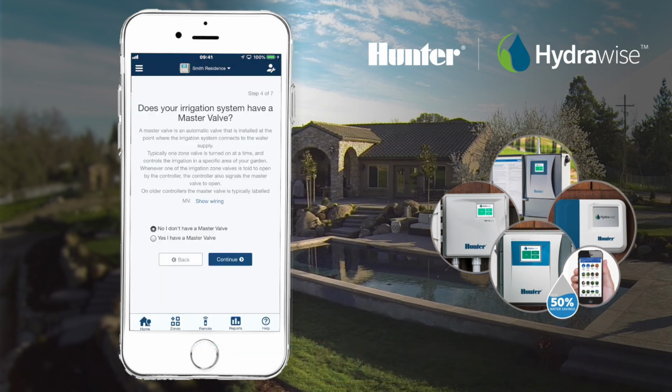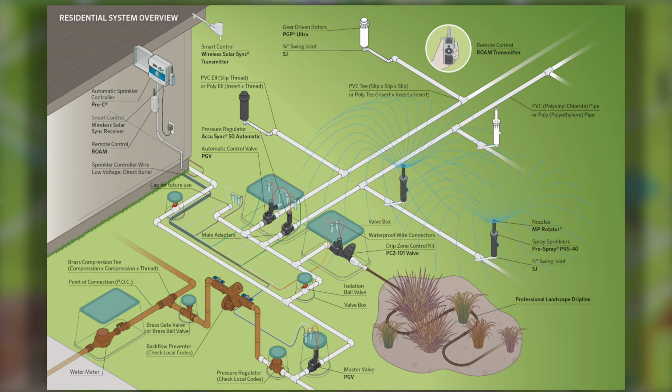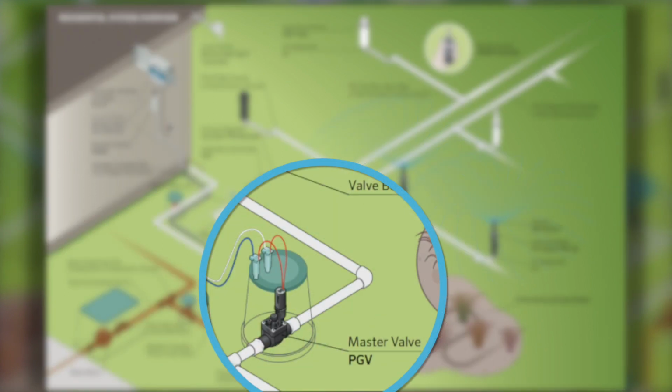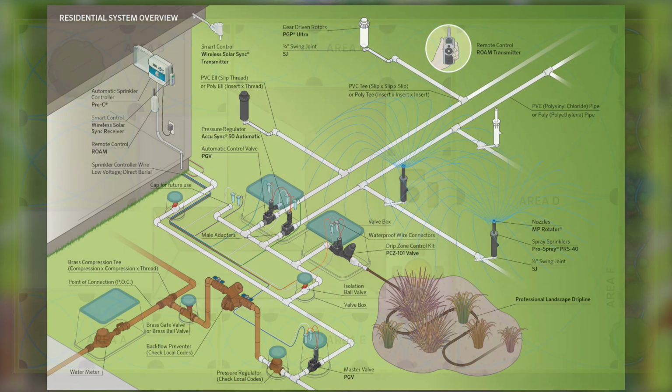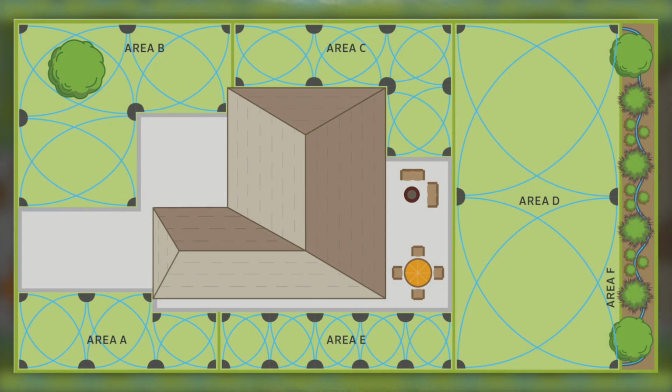If you have a master valve on your system, select Yes. A master valve is an automatic valve that is installed at the point where the irrigation system connects to the water supply. Typically, one zone valve is turned on at a time, and it controls the irrigation in a specific area of your landscape.